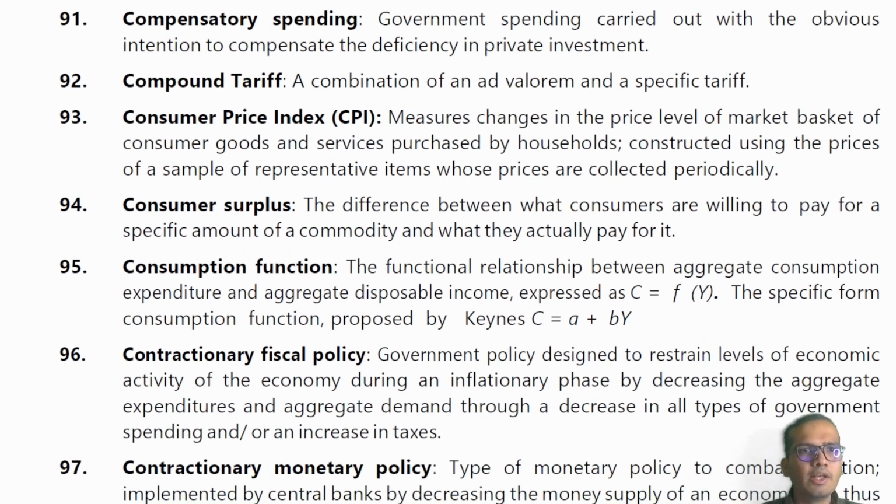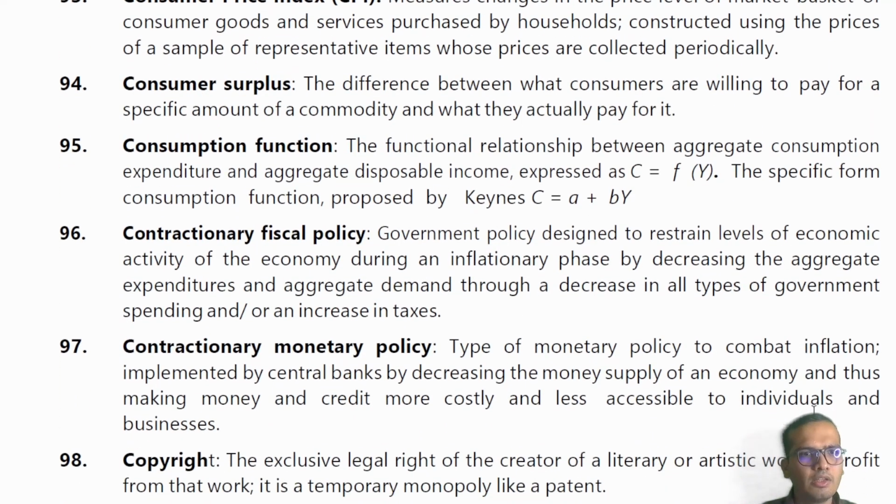Then comes number 91, compensatory spending. So government spending carried out with the obvious intention to compensate deficiency in private investment. Then comes number 92, compound tariffs. So a combination of an ad valorem and a specific tariff. Then comes number 93, consumer price index, CPI. You may have heard it many times in the news. So it measures changes in the price level of a market basket of consumer goods and services generally purchased by households, constructed using the prices of a sample of representative items whose prices are collected periodically.